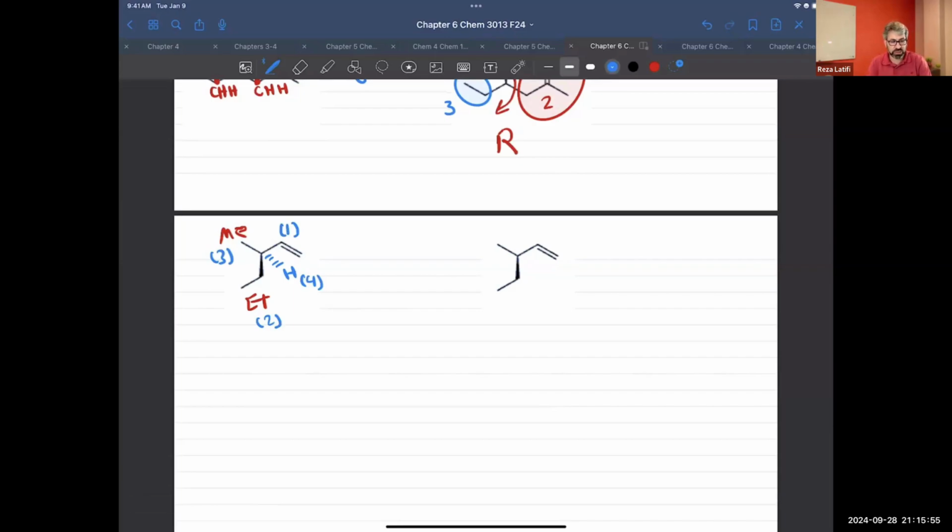Okay, where is hydrogen? Back of the plane. Very good news. So we're going to simply ignore it. 1, 2, 3. Let's follow the numbers. This is clockwise. So I'm going to say the configuration for this stereocenter, the one I'm going to put a star on, is the R configuration.